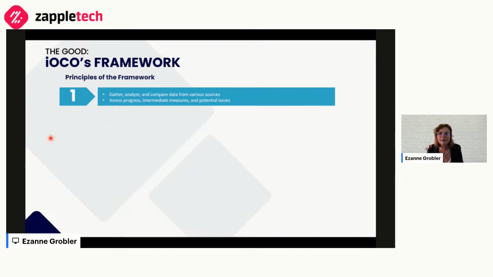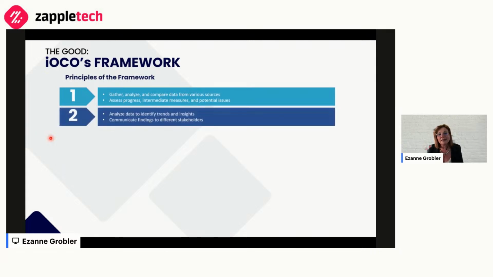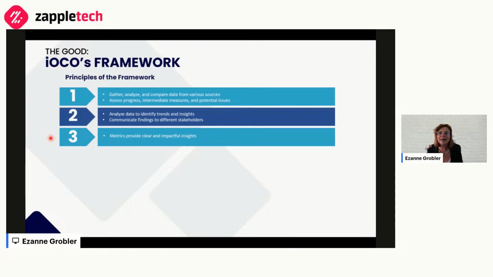Assess the progress, intermediate measurement, and identify potential issues. Analyze the data to identify trends and insights and communicate your findings. Metrics provide clear and impactful insights.